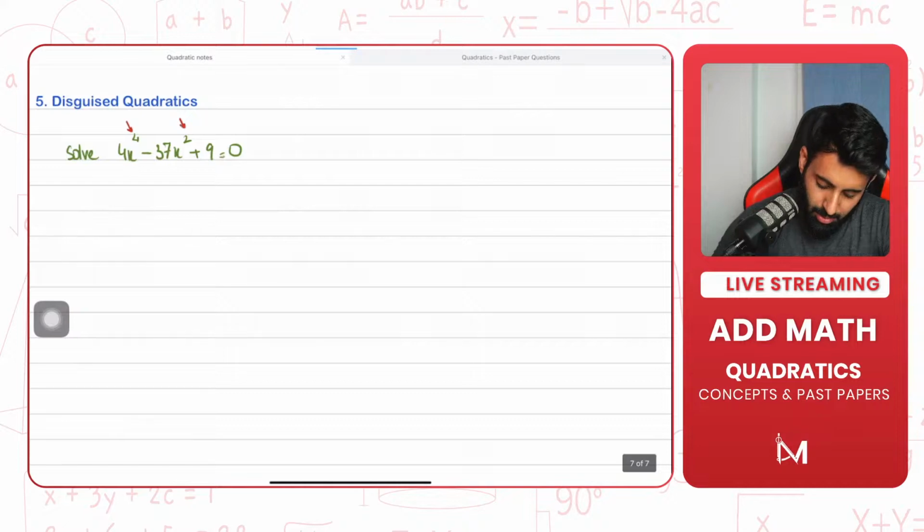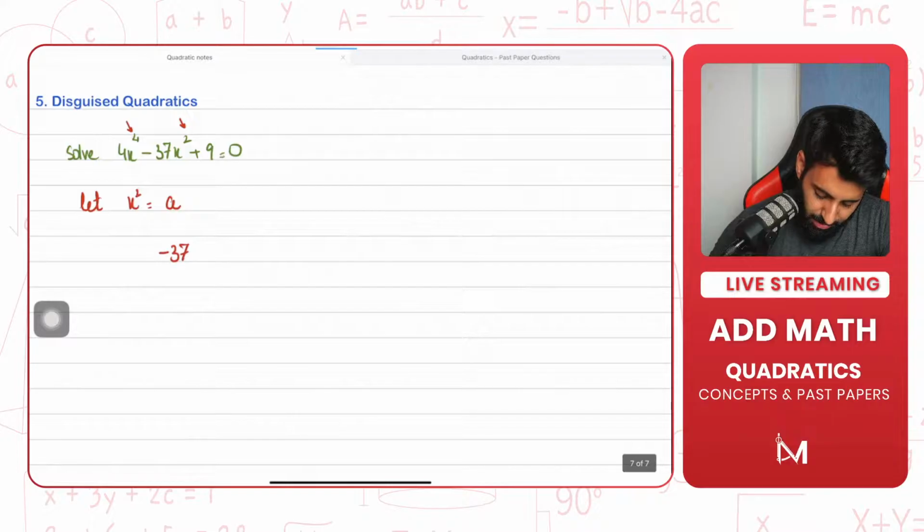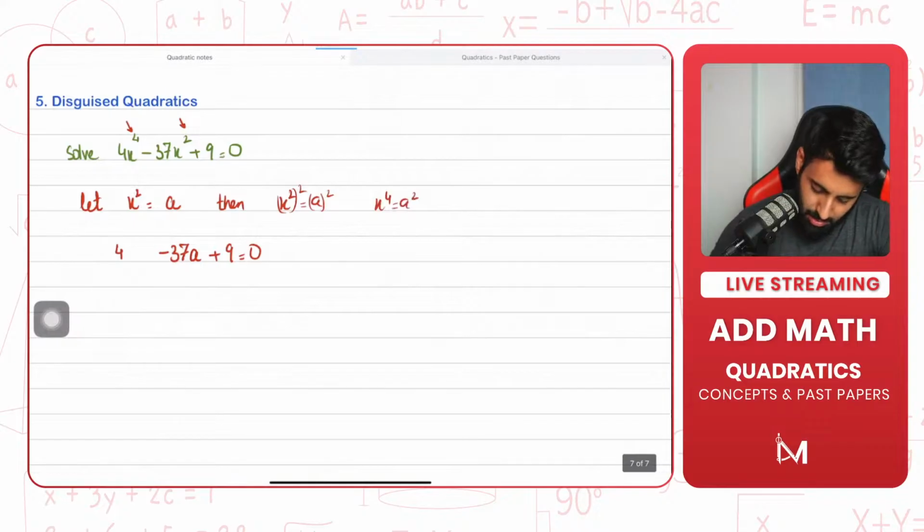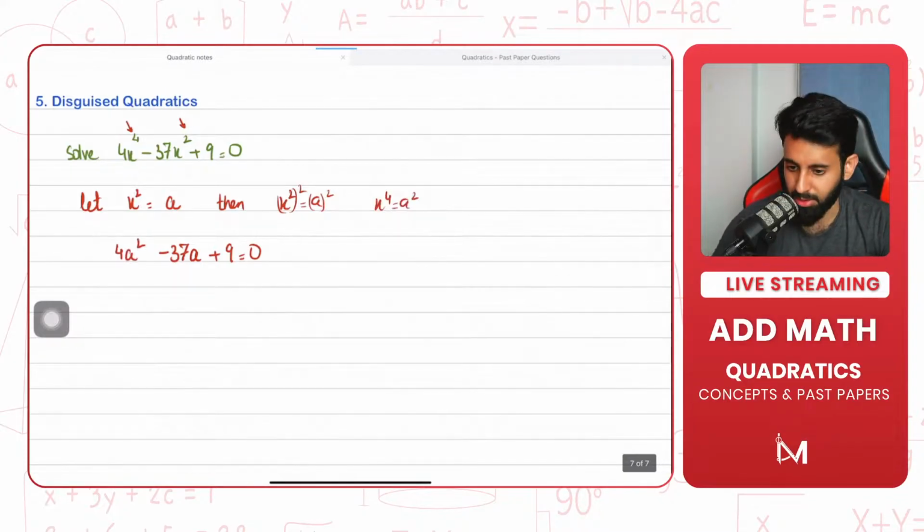Okay, so what we'll do in order to turn it into a quadratic equation is this. We'll say let x squared be equal to something else, a, suppose. So the x squared from 37x squared becomes a, plus 9 remains as it is. Now what happens to 4x to the power 4 is this. If x squared is equal to a, then x to the power 4 will be equal to a squared. So that means this becomes 4a squared.